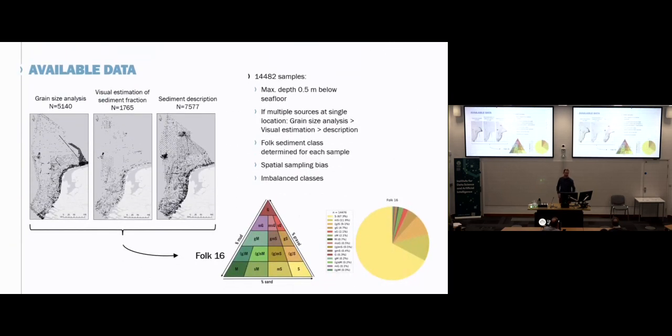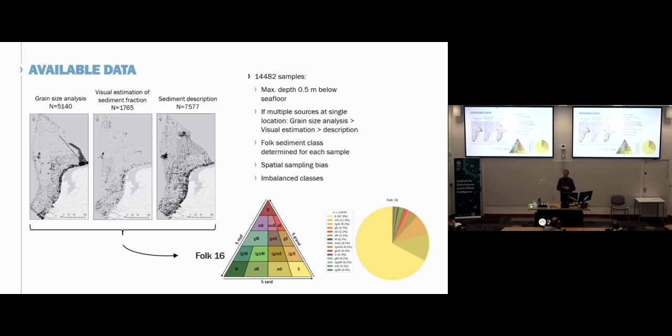On the data side, I think in the project this took most time. We have different sources of data, and getting that data and combining the data takes maybe half the time. So the fancy machine learning stuff is just a small part. But then we have these samples, 14,500 samples. And for each location, so these are grab samples or fiber cores, we then calculate the mud, sand, and gravel percentage.